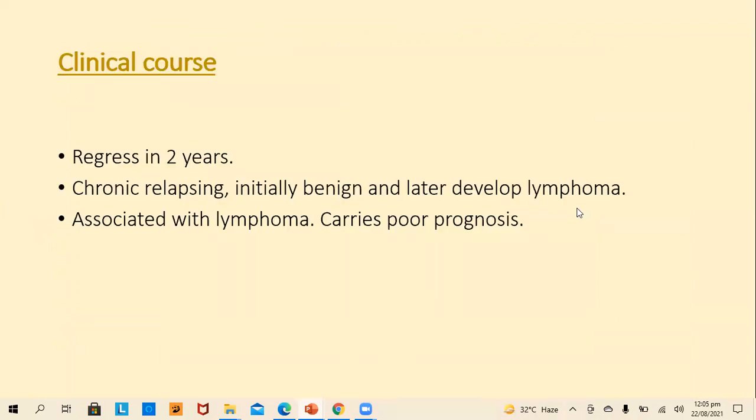Clinical course: the disease regresses in 2 years. Chronic relapsing, initially benign, later developed lymphoma. Association with lymphoma carries a poor prognosis.